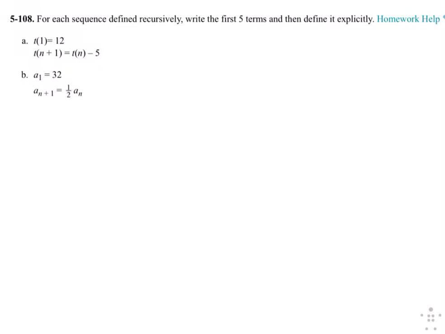Okay, for this one, they want us to write the first 5 terms and then define it explicitly because they're giving it to us recursively. So for A, again, they give us T of 1 is 12, right? So then the next term equals the current term minus 5. So 12 minus 5 is 7, right? So the next one. And then 7 minus 5 is 2.